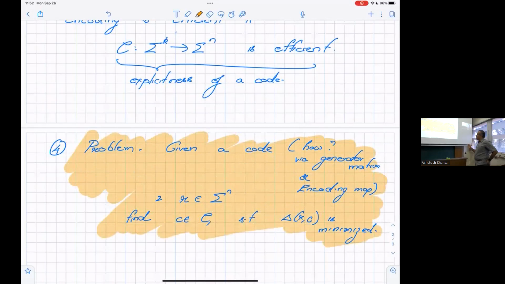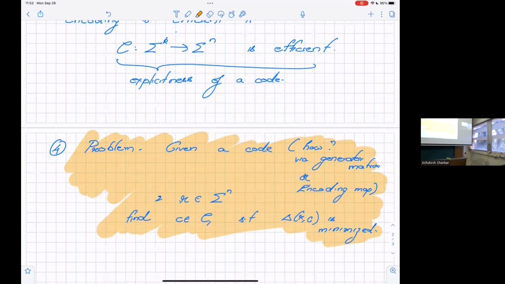Stated in this generality, the problem actually becomes very hard. You can show it's actually NP hard. But even for a specific code, even for the Reed-Solomon code, if I state the problem in this general framework, it's actually a very hard problem.